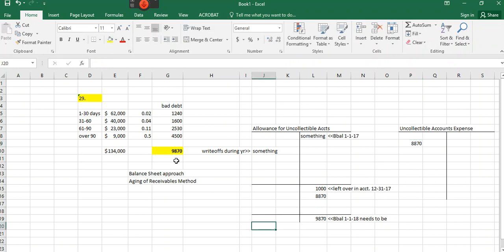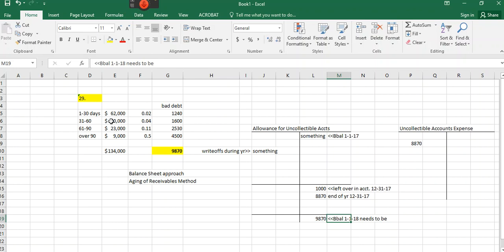And the answer to 29 is 8870. We've already got 1,000 in a credit balance there, so the difference is what's taken. So this refills the tank. We recognize all of our expense. This is end of year. So we keep everything straight here. Now we're ready to go into the new year with the balance that should be there, 9870 for 1/1/2018.